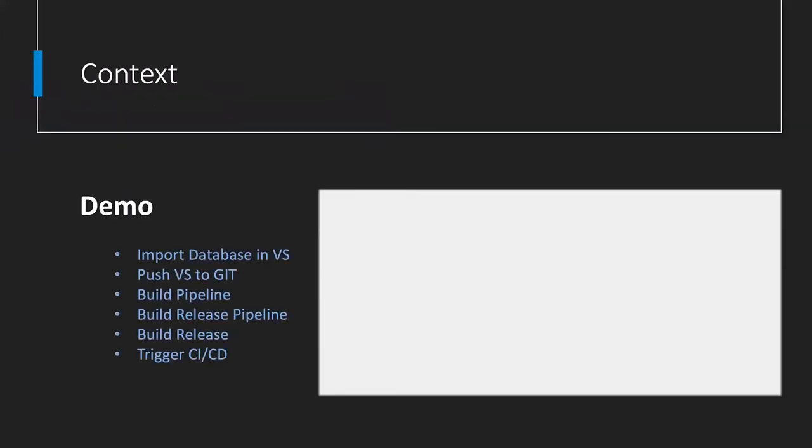Before we dive into the demo, let me first give you some context on what we are going to do. So first, we are going to import our database in Visual Studio. I have already set up an Azure SQL DB called Webinar Dev, and I have also created an empty Visual Studio database project, which is linked to our repository. Next, we are going to commit and push our changes from Visual Studio to the Git repository.